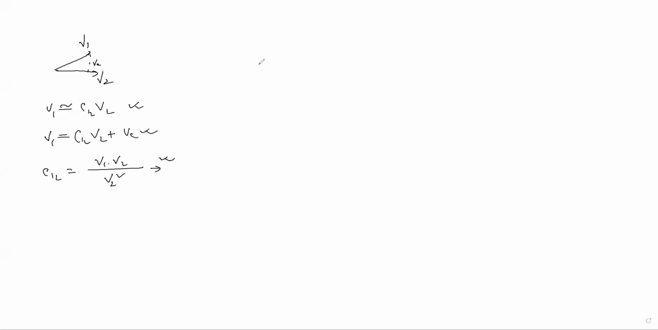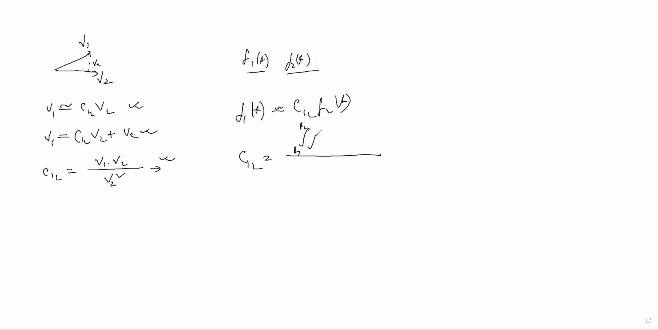Another thing we learned with signals also: if two signals f1(t) and f2(t) are given, we can approximate f1(t) with signal f2(t) by taking a similar arrangement, C12 f2(t). From here we also get the formula of C12: integration from T1 to T2 of f1(t) f2(t) dt, divided by integration from T1 to T2 of f2 square (t) dt. This we have learned, and we derived the whole equation yesterday.